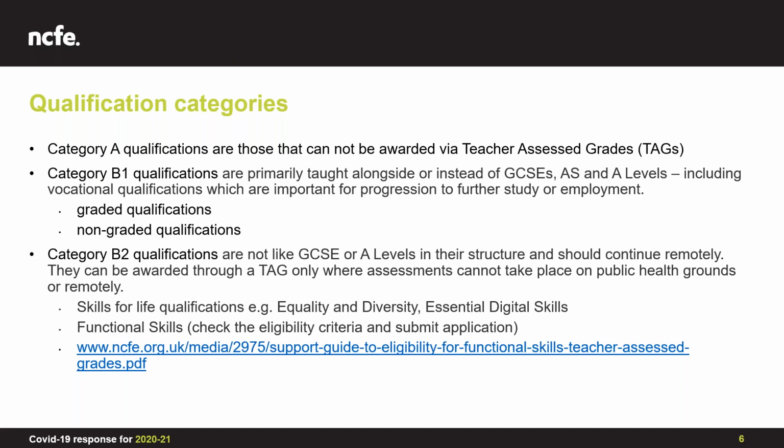Category B1 qualifications can have tags submitted. They are qualifications that are similar to GCSE and A levels. Some of these qualifications will be graded, such as pass, merit, and distinction, while others are non-graded and are either achieved or not. The final category is B2 qualifications, and they are unlike GCSE and A levels, such as functional skills, skills for life qualifications, etc.